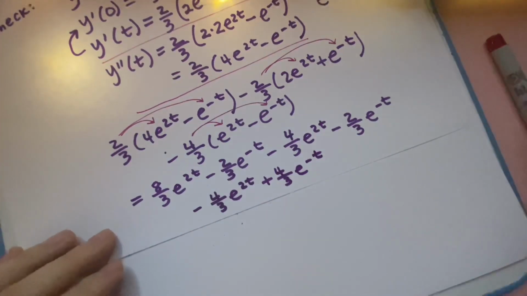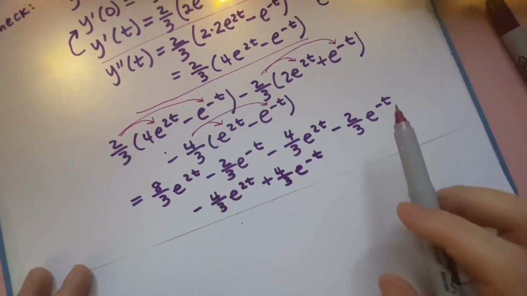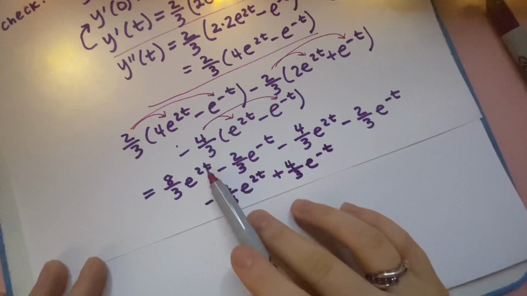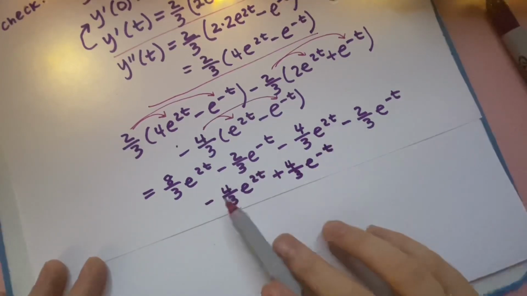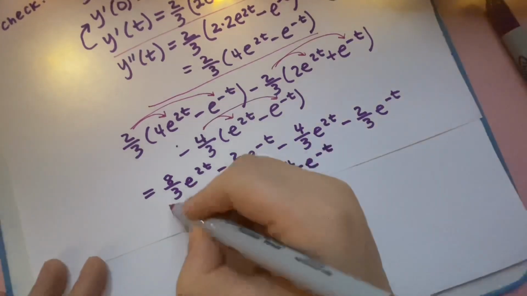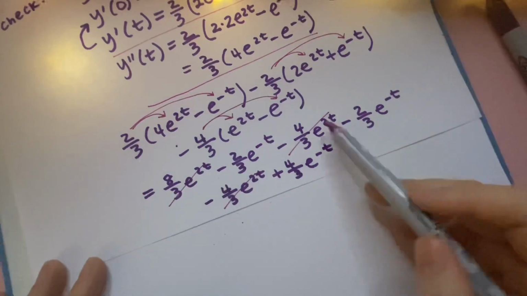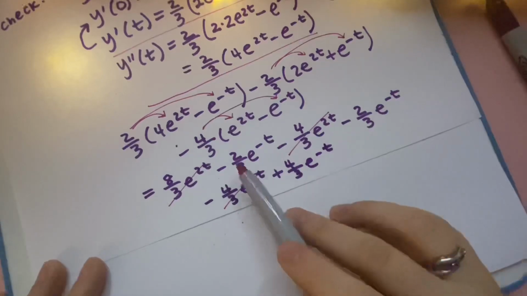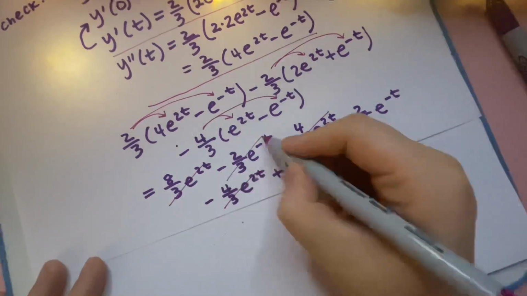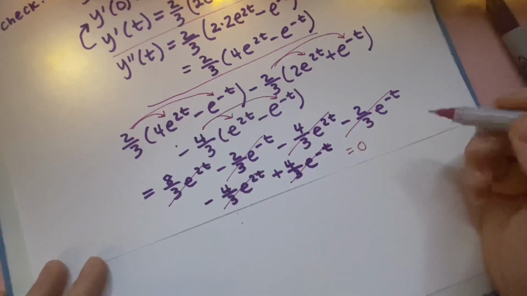And do these cancel? Well, let's see here. If we look at our e to the 2t terms, we have 8/3 e to the 2t minus 4/3 e to the 2t minus another 4/3. So 8 minus 4 minus 4 is 0. So these cancel. Nice. And then if we look at our e to the negative t terms, we have negative 2/3 minus another 2/3 plus 4/3. So those cancel. So indeed everything equals 0.